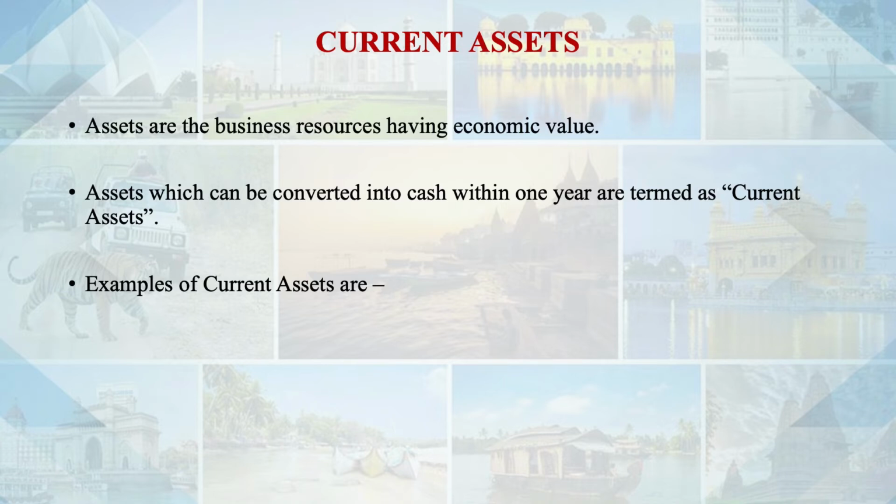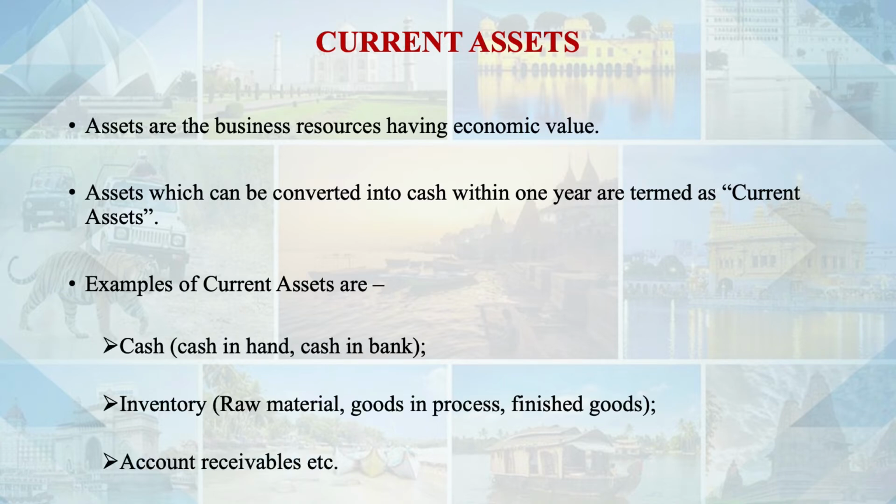What are the examples of current assets? That is the cash, the inventory, the account receivables, all these are part of current assets. Again, cash means it can be cash in hand, it can be cash in bank. The inventory can be the raw material, the goods in process and the finished goods. So all these things are part of the current assets.